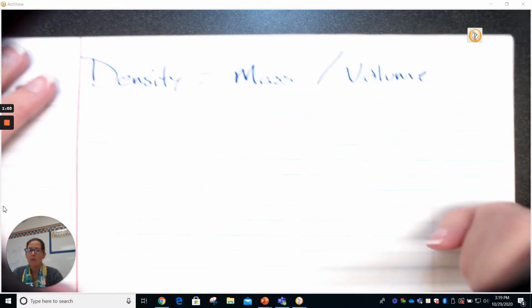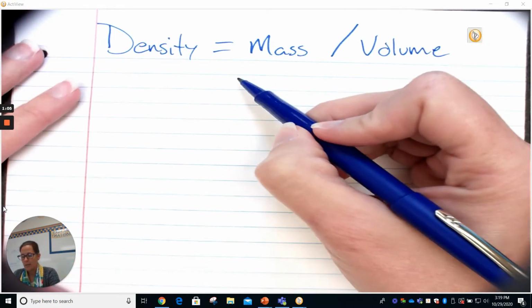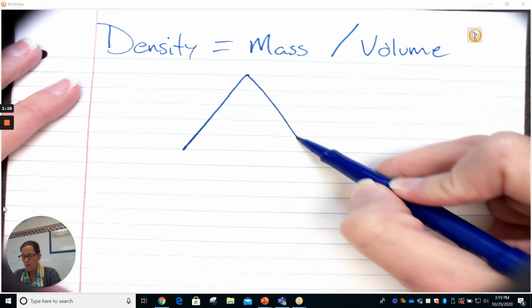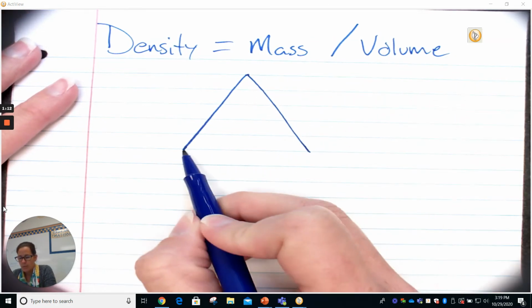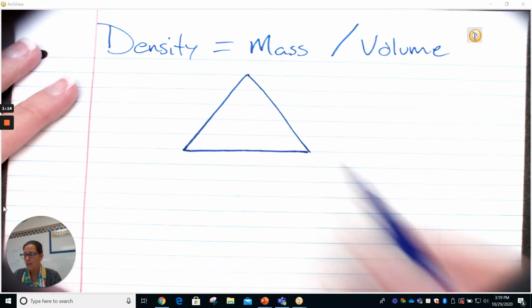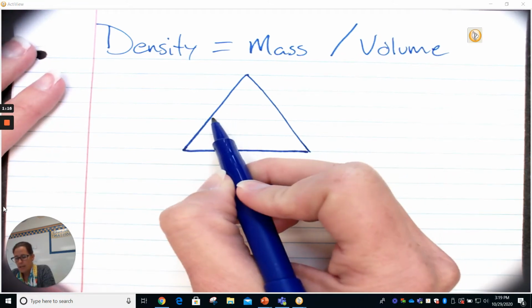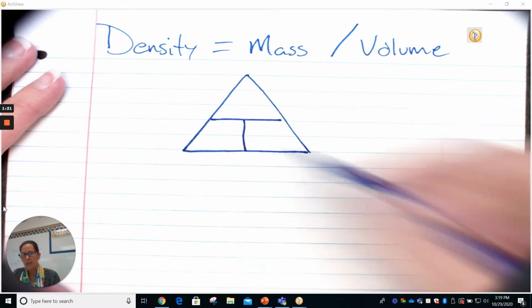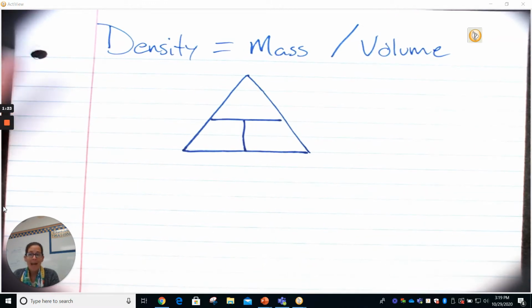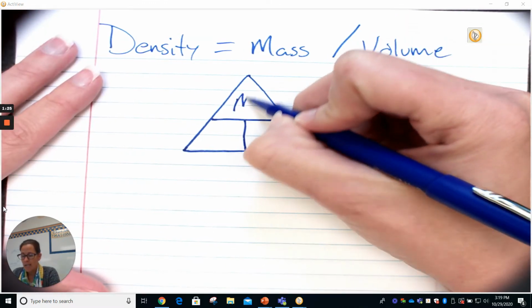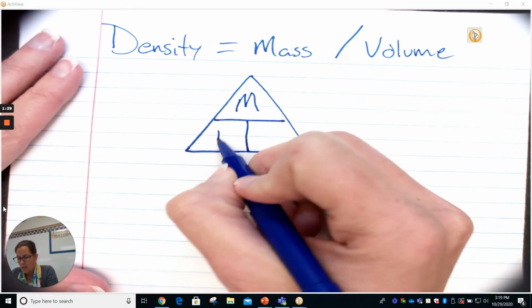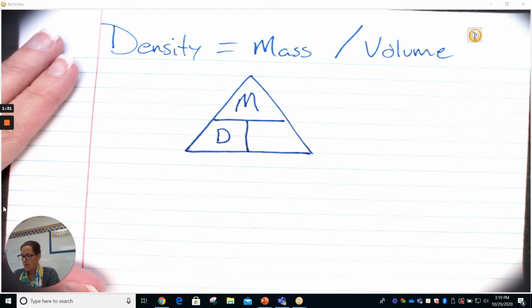So the way we would do this is I'm going to make this triangle right here. I'm just going to draw it down like so. Go ahead and make one on your paper too. There we go. And then I'm going to draw a line right here. And then I'm going to draw a line right here. Okay, so I'm going to put the mass at the top. So I'm going to put an M right there. Okay, and I'm going to put the density right there. And I'm going to put the volume right there.